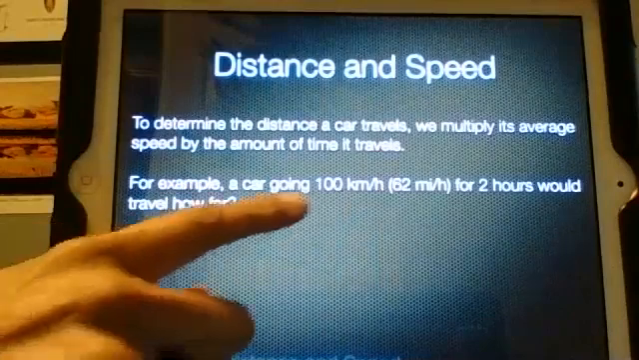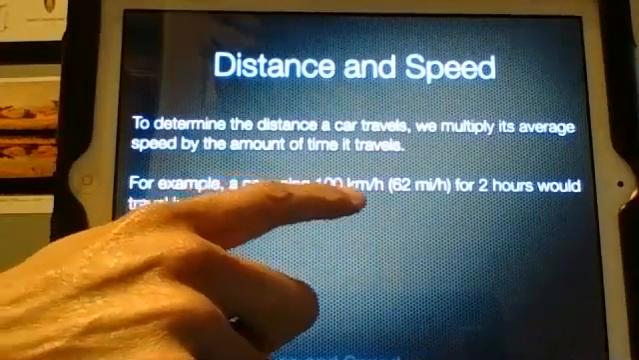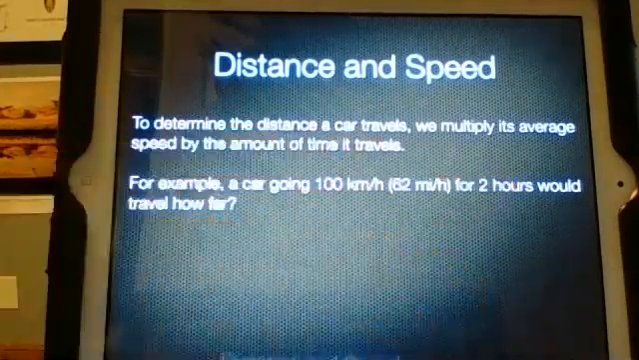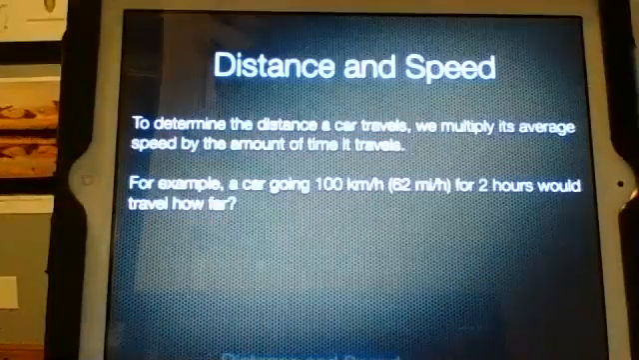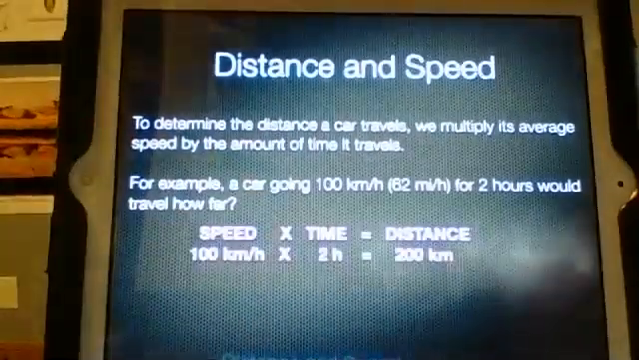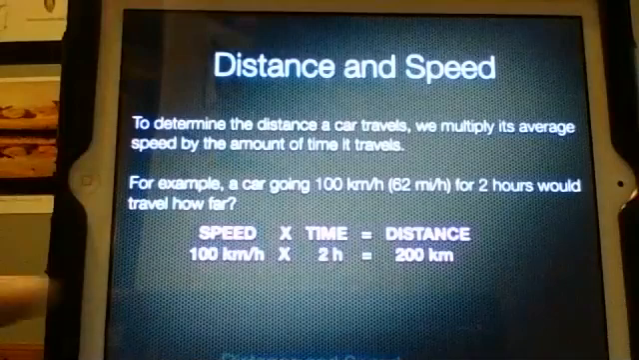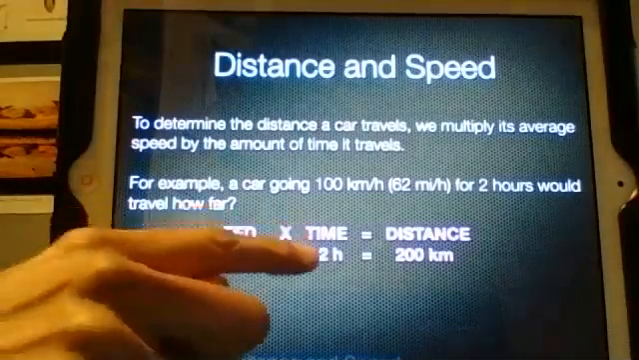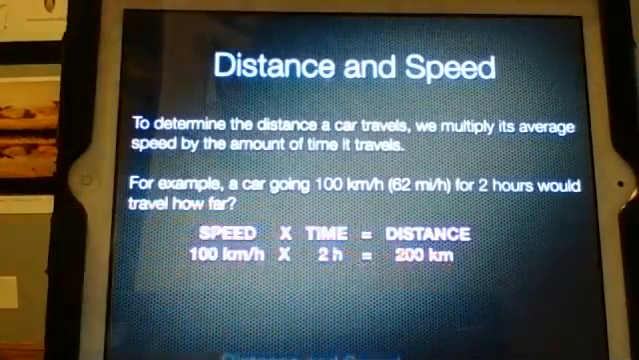So for example, if I have a car that's going 100 kilometers per hour and it's been doing that for 2 hours, how far did it travel? Well, here's what I would do. I would multiply. I have my 100 kilometers per hour times 2 hours. I would get 200 kilometers.